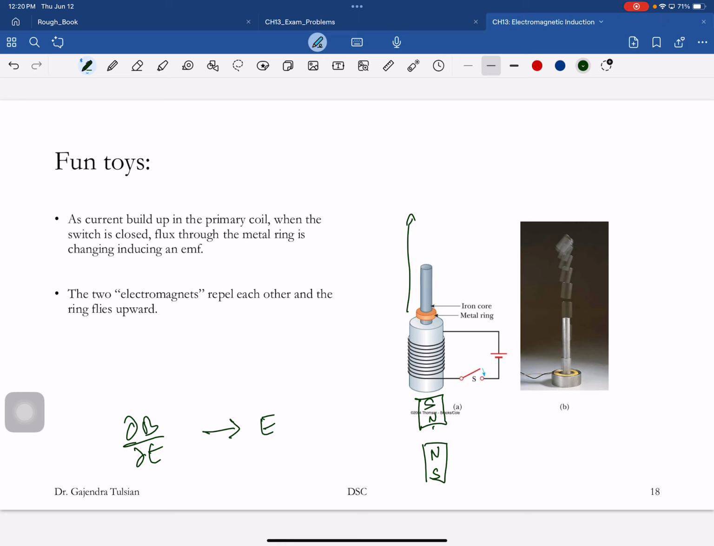Mm-hmm. So have you guys ever seen those rings jump? No.